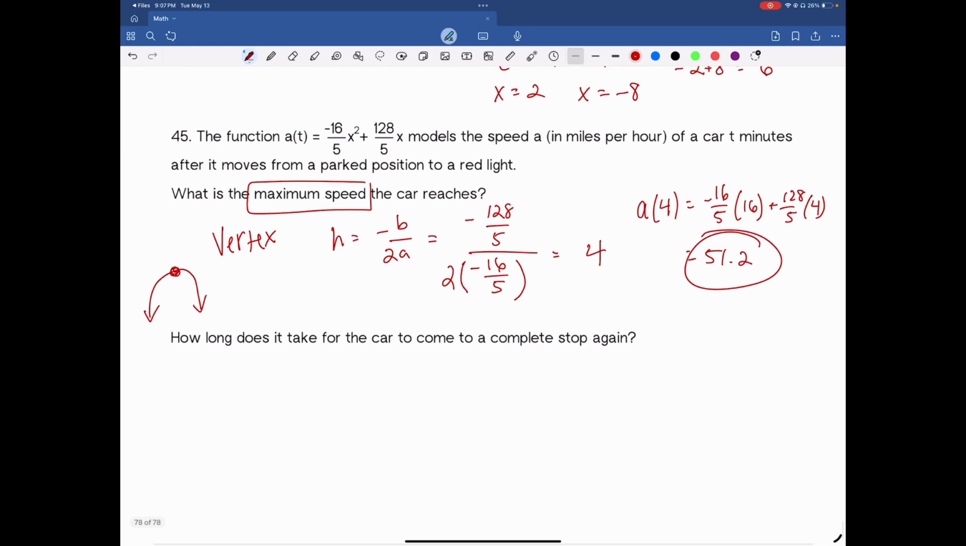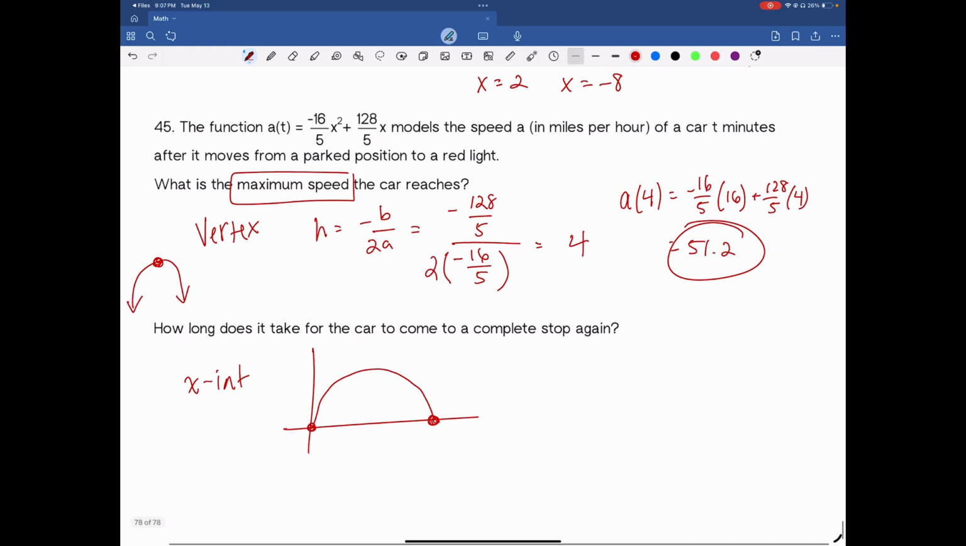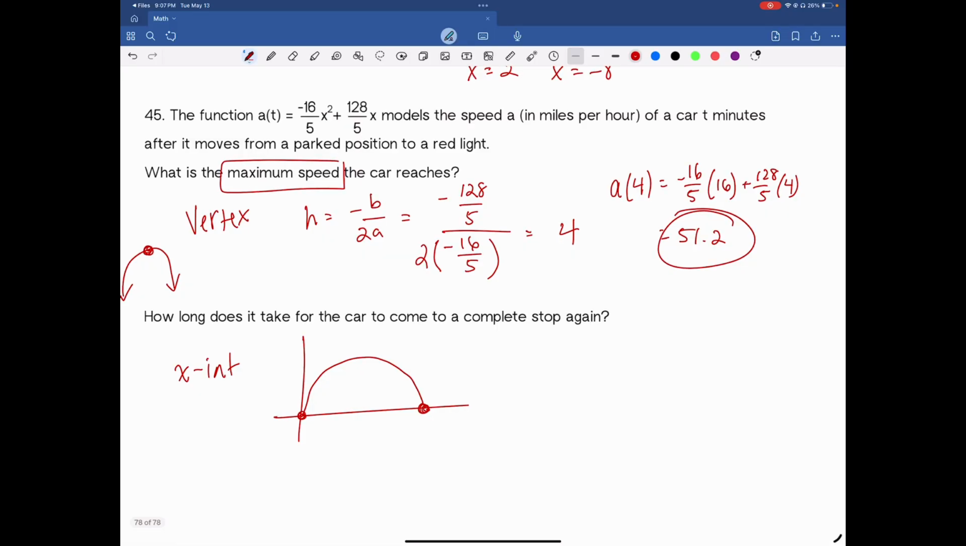How long does it take for the car to come to a complete stop? So remember, that's going to be the x-intercept. So we're starting at 0. This graph, we start here, the car speeds up, and then it comes back to the x-intercept there. So if we take negative 16 over 5 x squared plus 128 over 5 x, we set that equal to 0. We can multiply everything by 5 to get rid of the 5. So we've got negative 16x squared plus 128x.